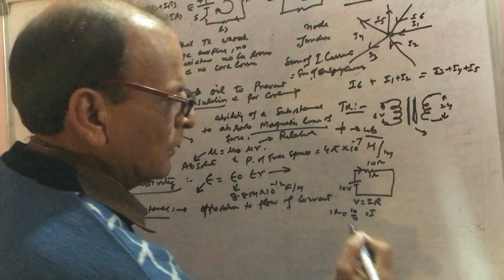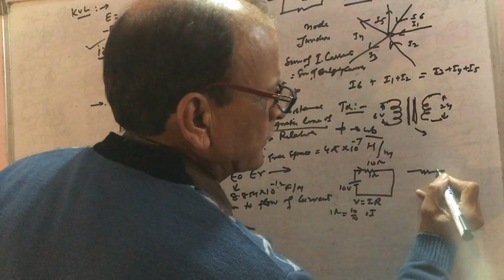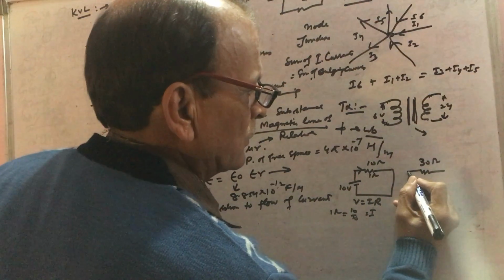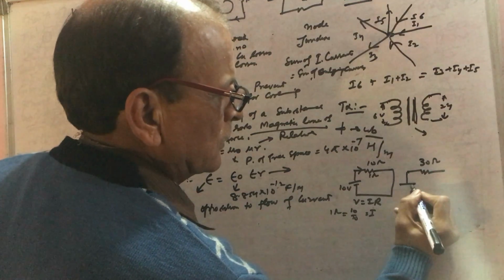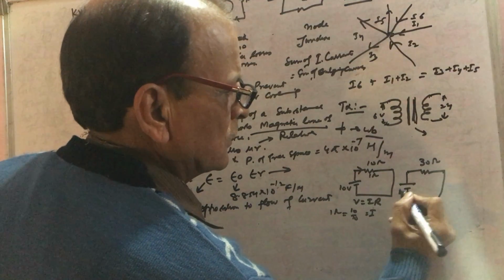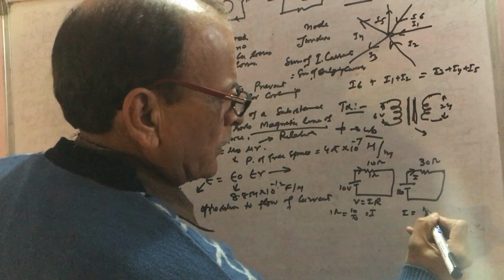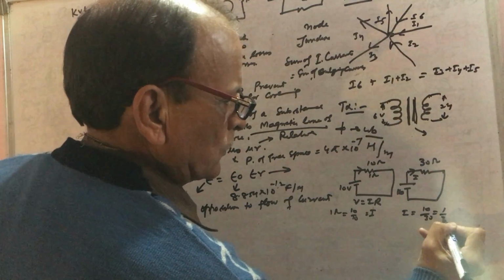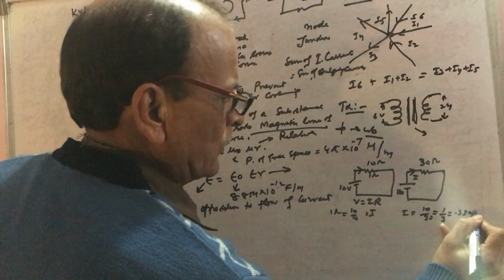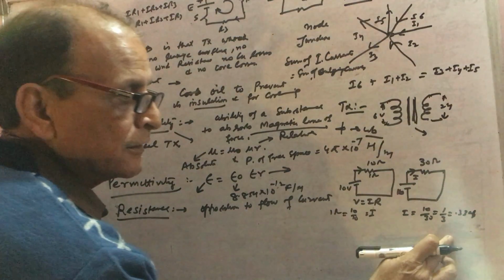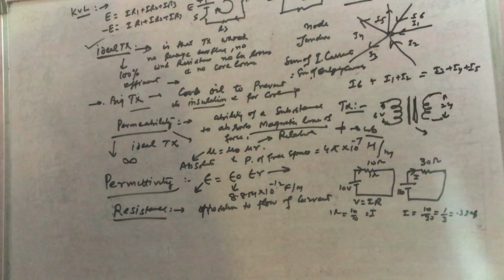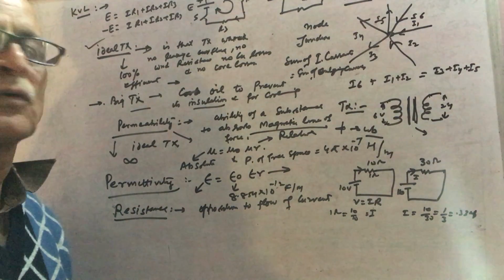Let this resistance be increased from 10 ohm to 30 ohm, and the voltage source is the same. Then current will be I is equal to 10 over 30, so 1 over 3, that is 0.33 ampere. So as resistance increases, current decreases. So resistance is the opposition to the flow of current.